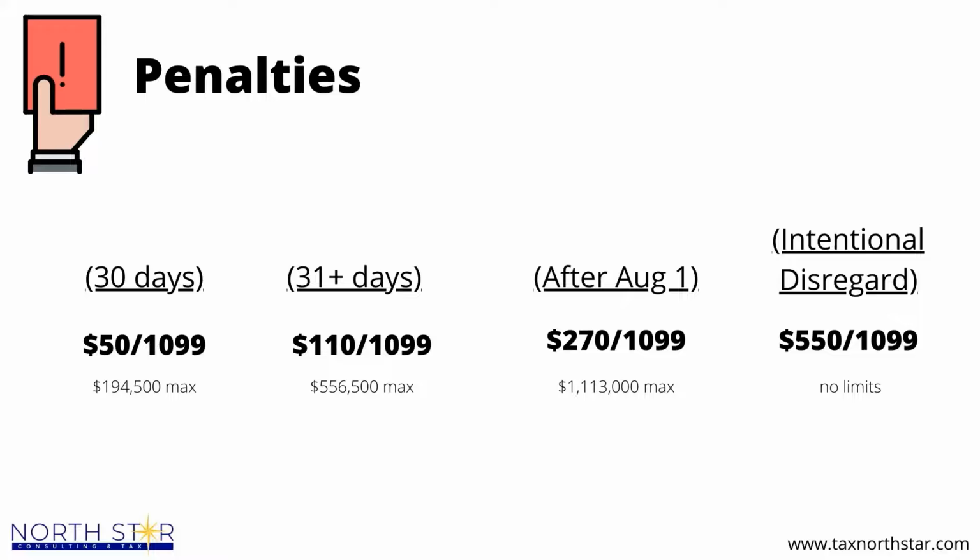If less than 30 days late, the penalty could be $50 per form with a maximum of $195,500. If over 30 days late but before August 1st, the penalty could be $110 per form with a max of $556,500. If filed after August 1st, the penalty could be $270 per form with a maximum of $1,113,000. If you don't file the Form 1099 at all, the IRS could charge you $550 per form with no maximum.